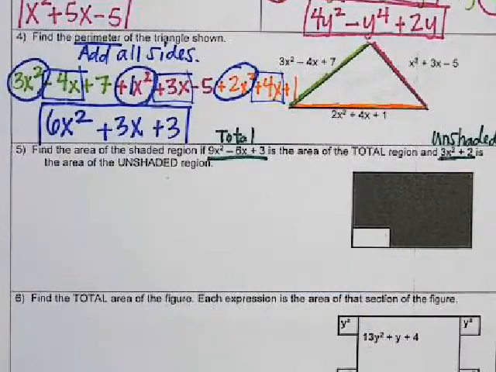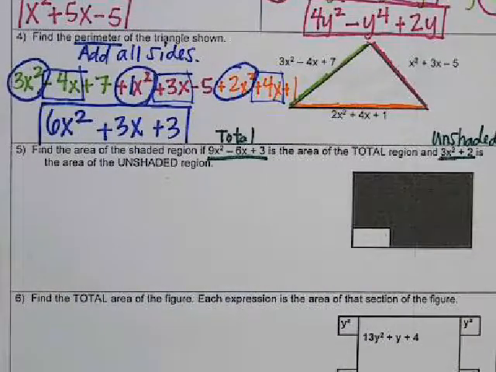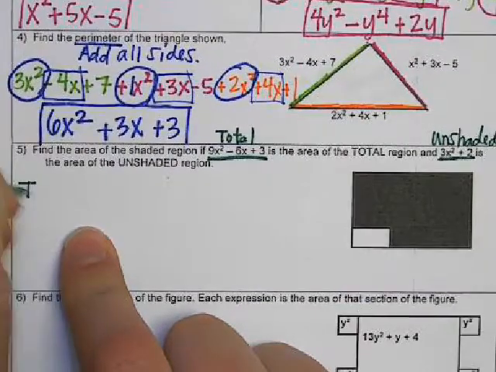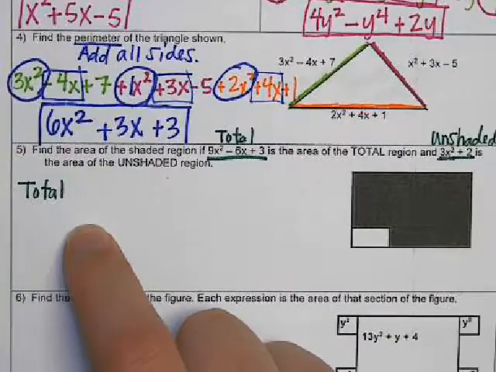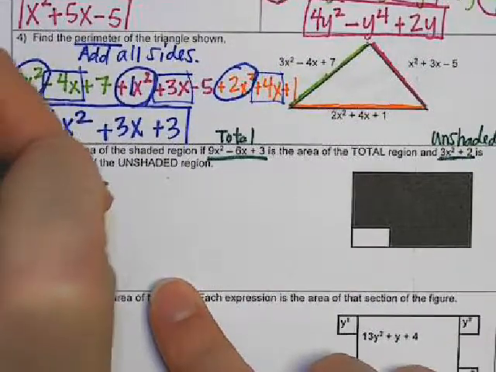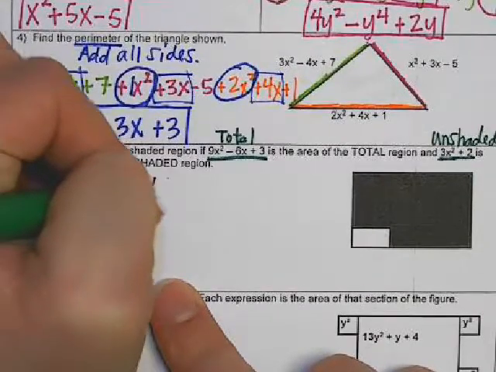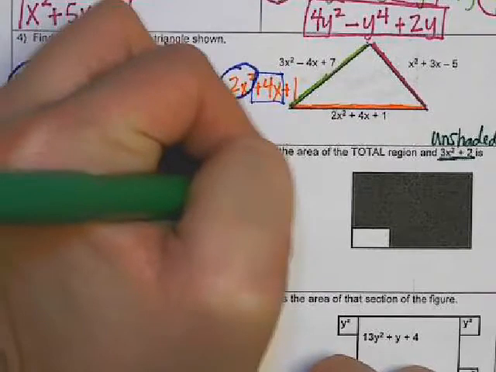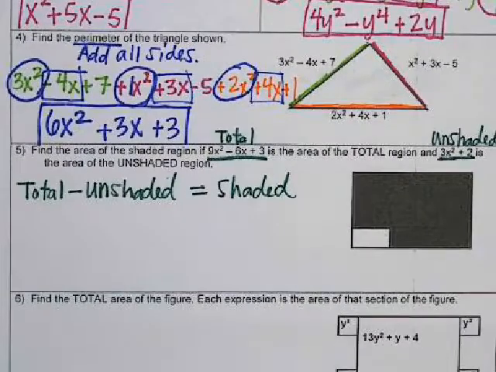Good. So I want to find the shaded. I'm given the total and the unshaded. So what did you say I'm going to do? Subtract. So I'm going to write it in words first. Total minus the unshaded is going to equal the shaded, what we're looking for.